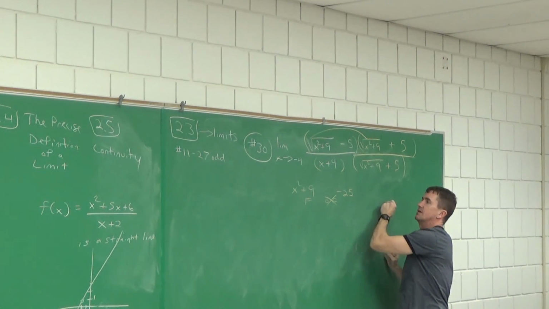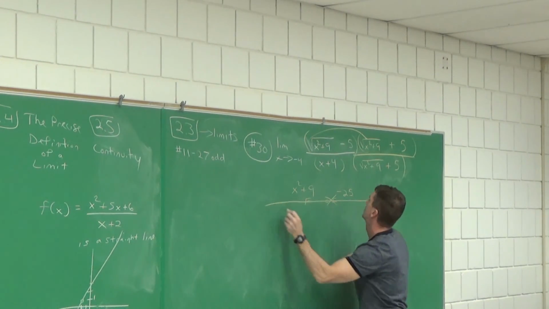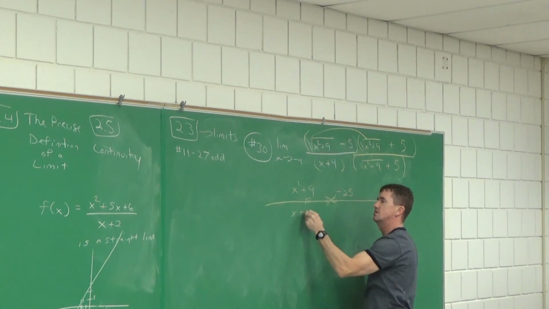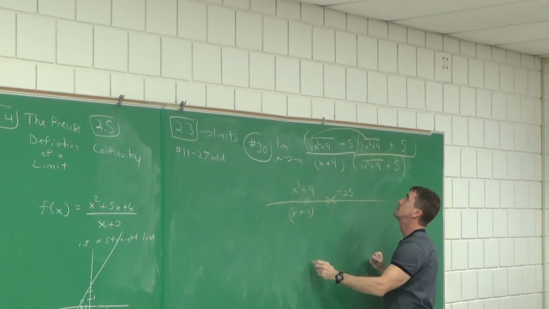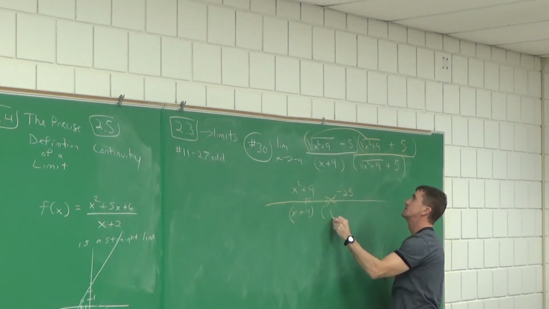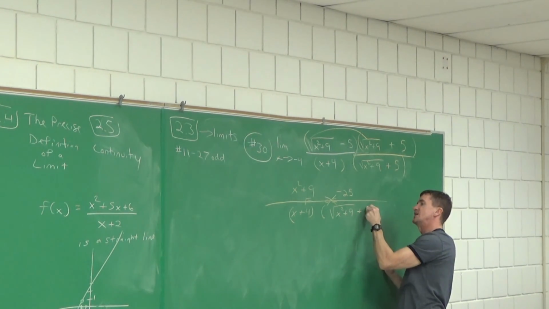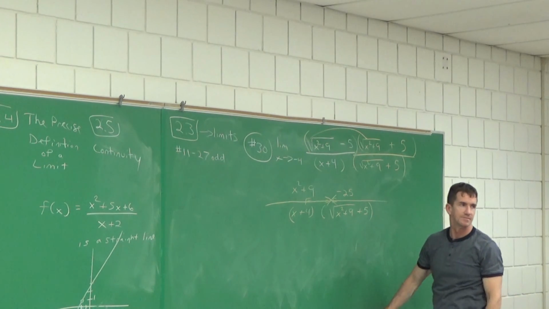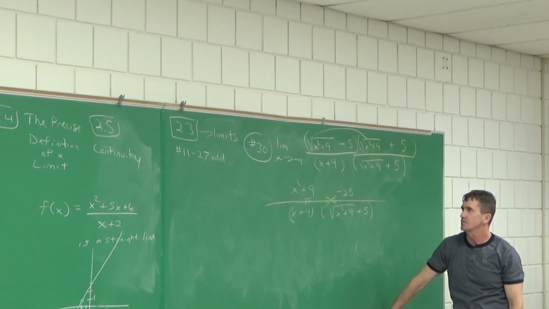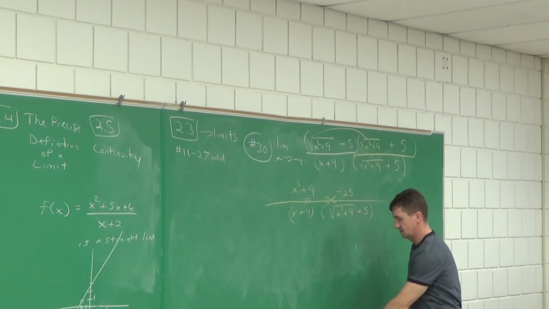Alright, we get all this all over what? There's an x plus 4 and there's a square root of x squared plus 9 plus a 5. In the parentheses, we are not going to FOIL at the bottom. What's the top simplified to?